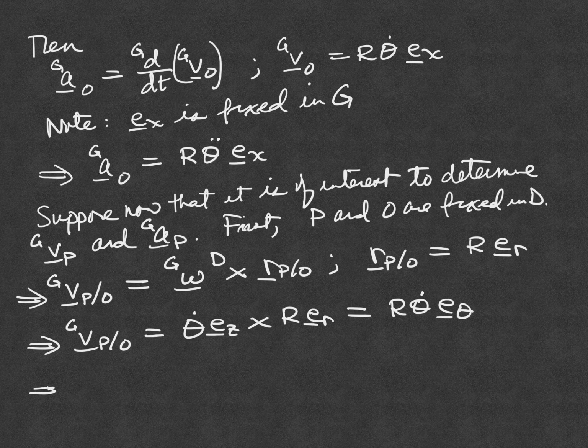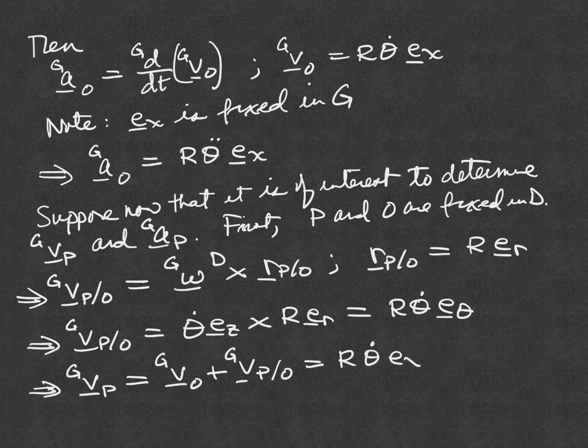So then that implies that the velocity of point P in G is equal to the velocity of O in G plus the velocity of P relative to O in G, which is equal to R theta dot Ex plus R theta dot E theta.